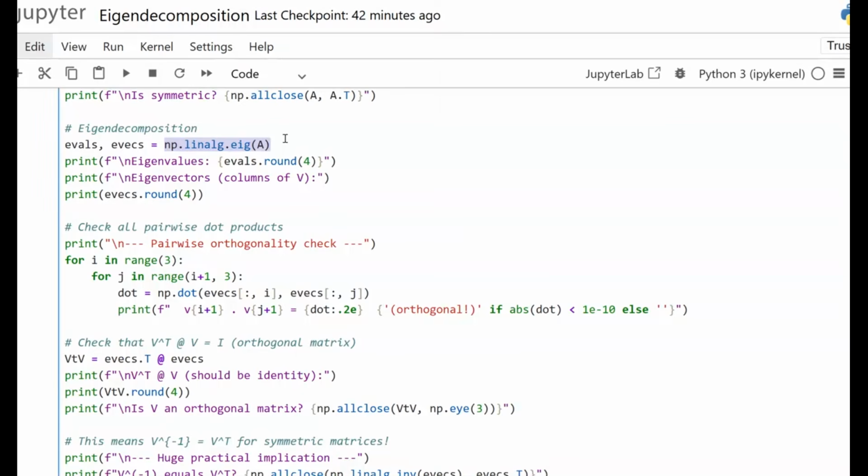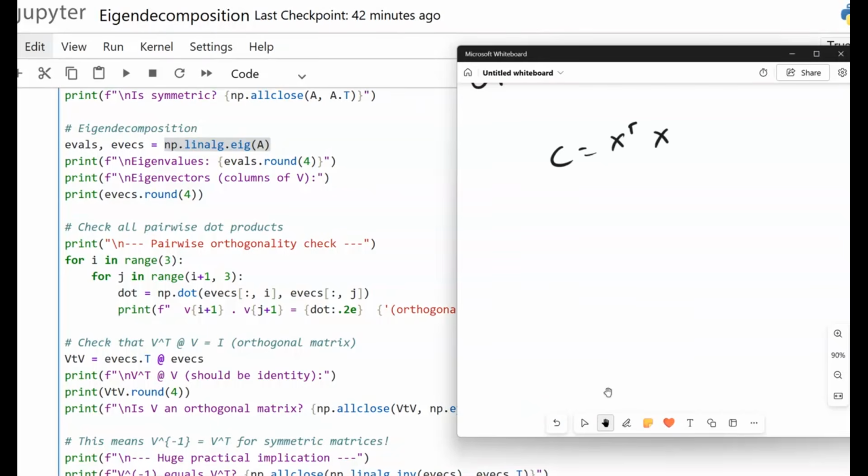So if you know your matrix is symmetric, then of course, kindly use np.linalg.eigh of A, because here H stands for Hermitian, which is the complex generalization of symmetric. And this eigh is much faster, more numerically stable, and returns eigenvalues stored in ascending order.